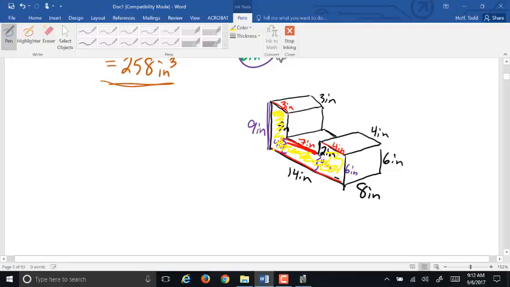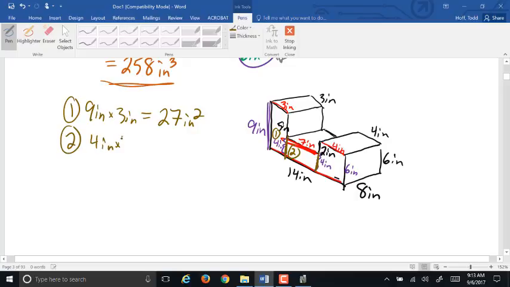The base of this is this side over here. So I need to find the area of that side. So I'm going to cut it here and here. Piece one here is 9 by 3, right? So that's 27 inches.